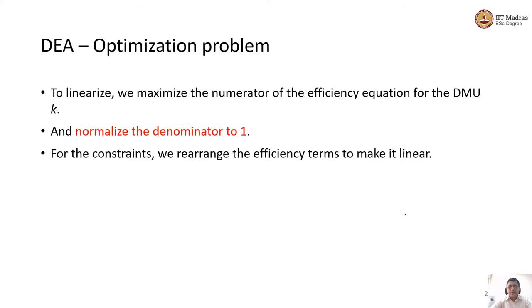And the constraints. To linearize the constraint, we rearrange the constraints in such a way that they become linear. So essentially we are saying that numerator divided by denominator has to be less than or equal to 1. And then we say that this is non-linear because it's a ratio. So what we will do is rewrite the constraints such that numerator is less than or equal to the denominator. Numerator is a linear function of weights. Denominator is a linear function of weights. So now this constraint has become a linear function of the input weights and output weights. Here, the way the constraint was written, it appeared that it is a non-linear function of decision variables. Here, it has been converted to a linear function of decision variables.